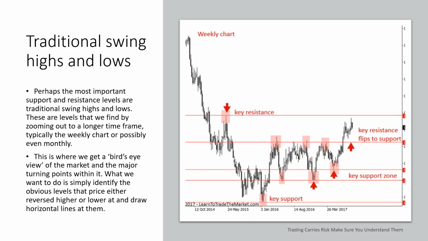So like I said, one of the more traditional ways to find support and resistance levels and put them on your charts comes from using swing highs and swing lows. So perhaps the most important support and resistance levels are traditional swing highs and swing lows. These levels we find by zooming out to a longer time frame, typically a weekly or possibly a monthly chart. This is where we get a bird's eye view of the market and the major turning points within it.